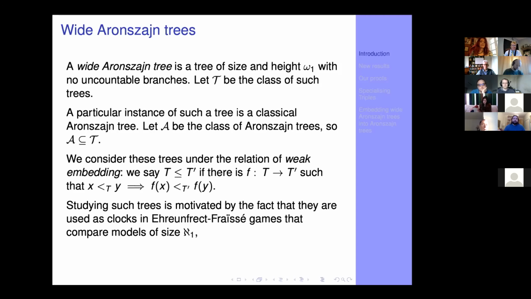And as I mentioned, studying such trees is motivated by the fact that they are used as clocks in Ehrenfeucht games that compare models of size Aleph1. So maybe let me just make some pictures about it. Let's see, I prepared something. So I'm going to stop sharing this screen and I'm going to start sharing my iPad to show you a picture. So we have that. So let us see what I mean by Ehrenfeucht games. This is an interesting topic in its own, so that's why I want to make this picture.